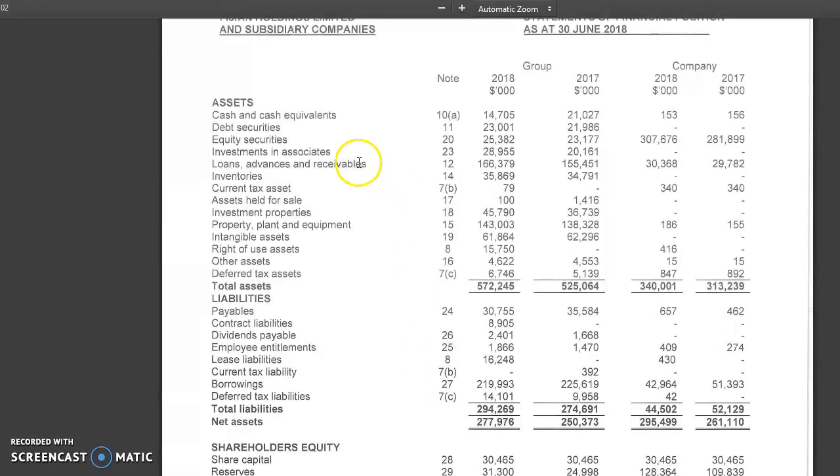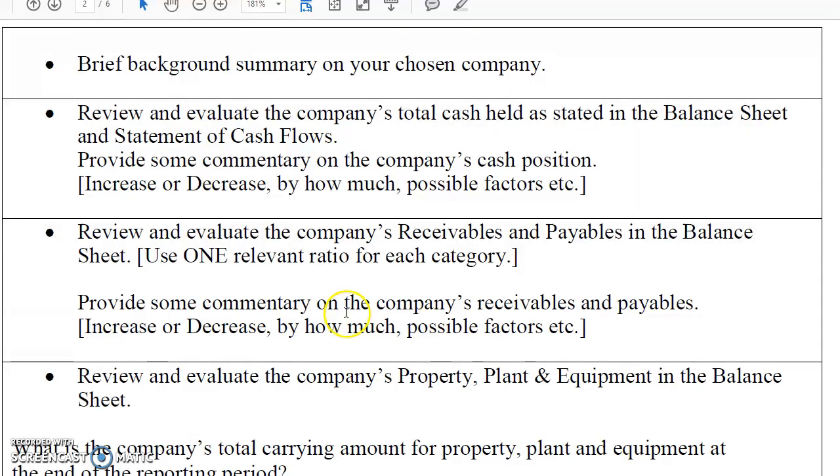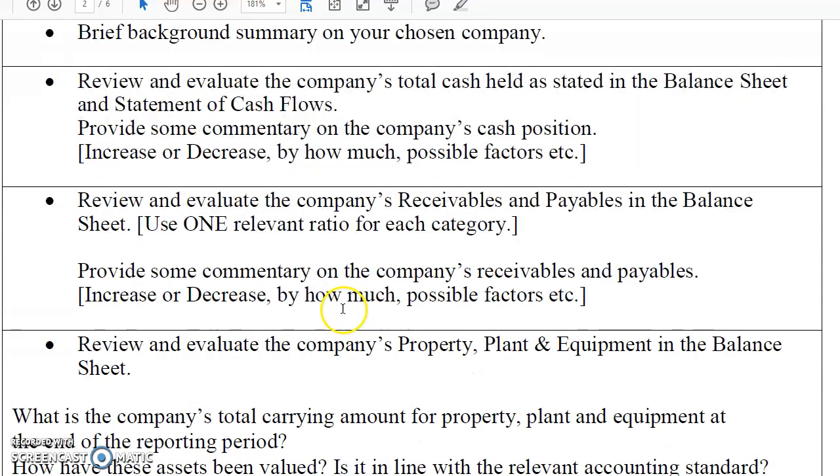Property, plant, and equipment is the third one. If you look at property, plant, and equipment, that's on note 15. To get more information on that, you can go to note 15 and also to the cash flow. The investing activities show us the purchases and the sales of property, plant, and equipment during the period. This is the group's property, plant, and equipment balances in the balance sheet. And again, you get more information from the notes to the financial statements. I hope that gives you a fair idea.